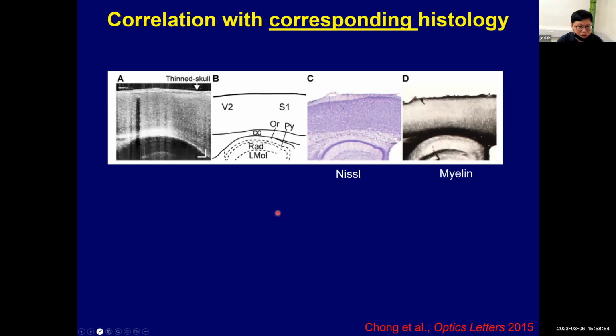With the 1700 nanometer system, we looked at the mouse brain and correlated it with histology. This one shows the OCT images, and this is just a pictorial showing the structure of the mouse brain. This is the hippocampus. This is a Nissl staining, which basically stains the cell bodies, and this is the myelin staining, where we stain the myelin fibers.